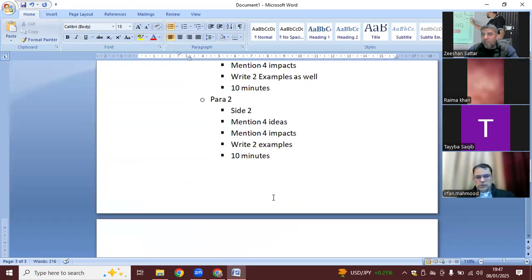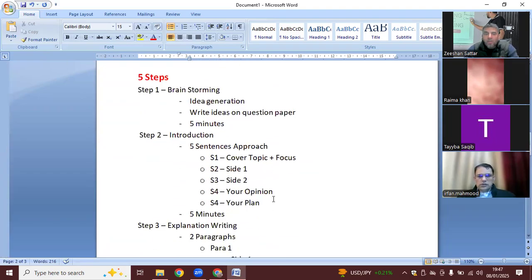So what sir has told you: number 1, the essay is to be written in 5 steps. Step number 1, the brainstorming: generate the ideas for all the sides given by the examiner. For advantage and disadvantage, generate 4 ideas for advantage and 4 ideas for disadvantage. Problem solution: 4 problems, 4 solutions. Opinion: 2 arguments, 4 ideas for argument 1, 4 ideas for argument 2. So write the ideas on a piece of paper, 5 minutes.